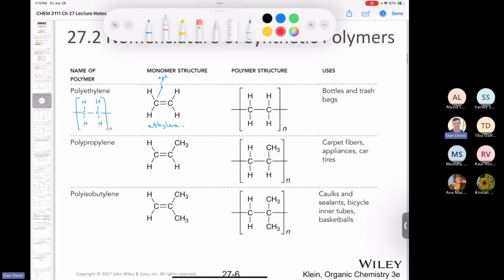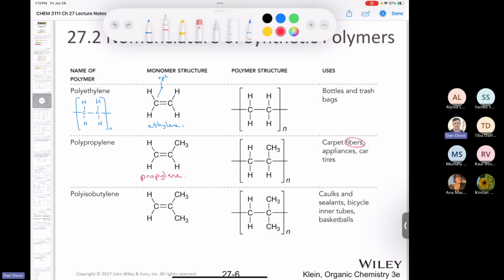The next monomer is propylene. Propylene. And you could also call it propene. That's fine, but propylene is the common name. And so if we were to make the polymer of propylene, we get polypropylene. And polyethylene, you might have heard of it before because it's found in very cheap plastics like trash bags and disposable bottles and things like that. Whereas polypropylene, it's found in carbon fibers.